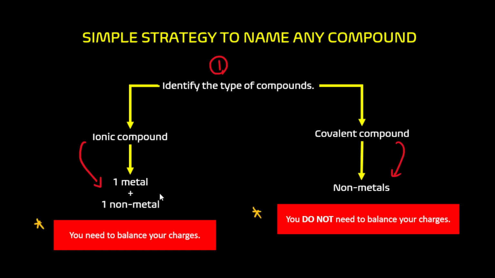For ionic compounds, you need to balance your charges. For example, with +2 and -3, you have to multiply the first by 2 and the second by 3 in order to get 0. But for covalent compounds, you do not need to balance your charges. Remember, you never need to balance your charges at all. Alright, so let's go ahead.